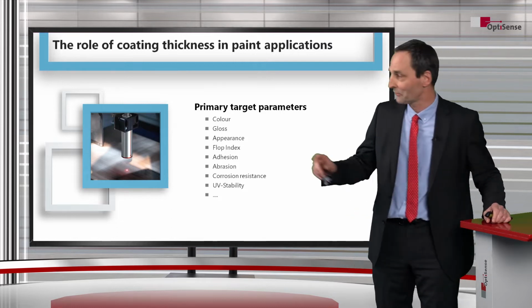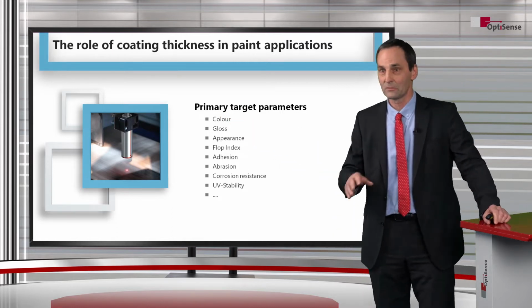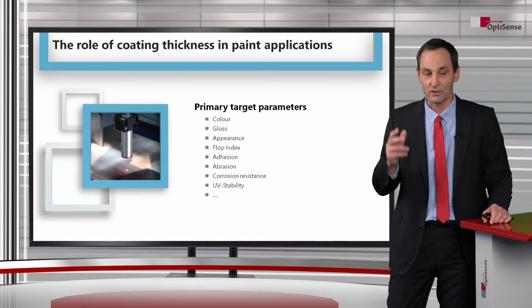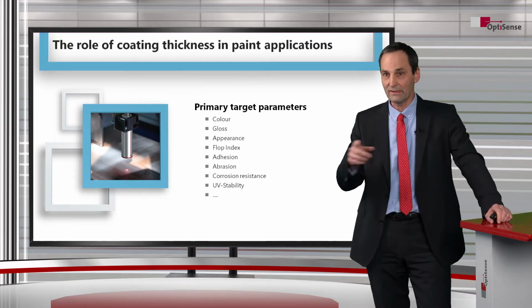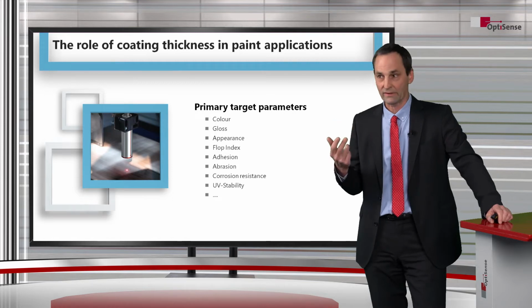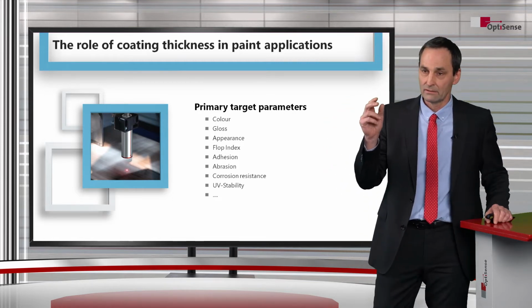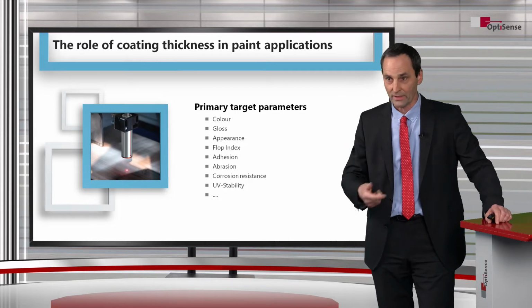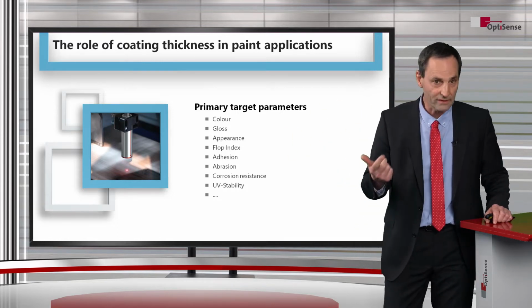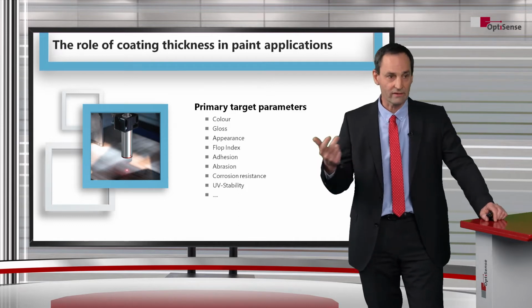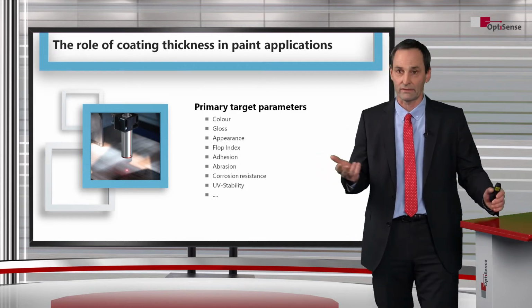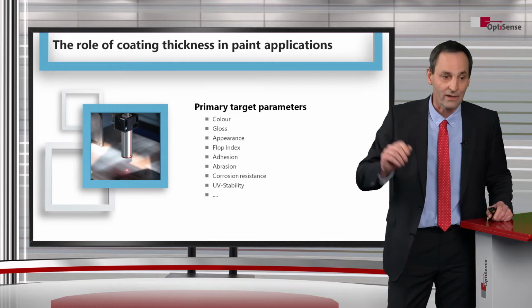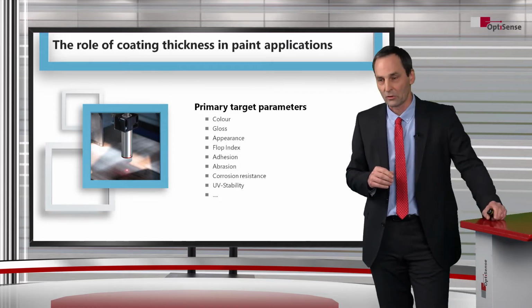So in the middle of this plot we see the coating thickness, which is in principle not the primary parameter. We see the real parameters which are interesting for the application afterwards. This is of course color, this is flop index, it is corrosion, it is UV stability, it is abrasion, it is adhesion and appearance. And last but not least, everything should look very glossy.